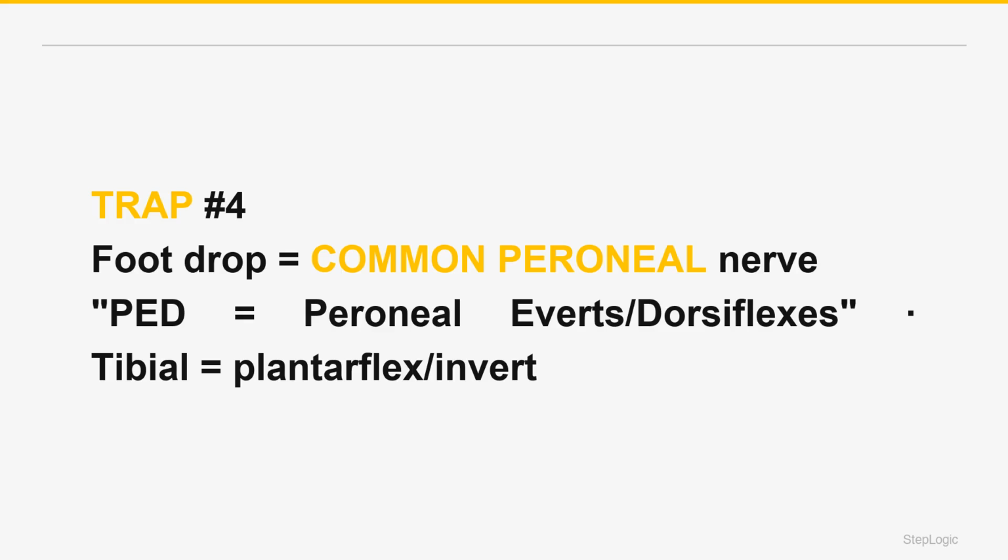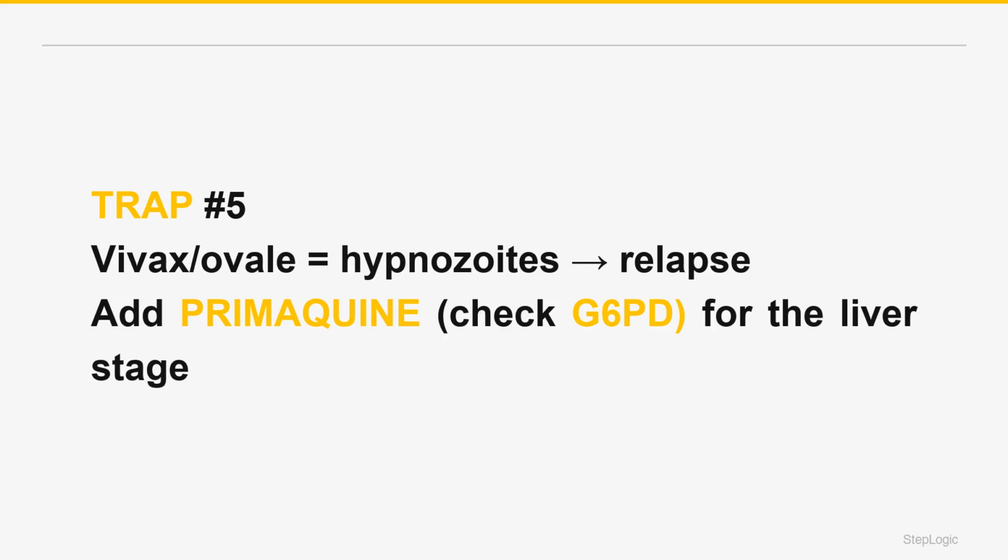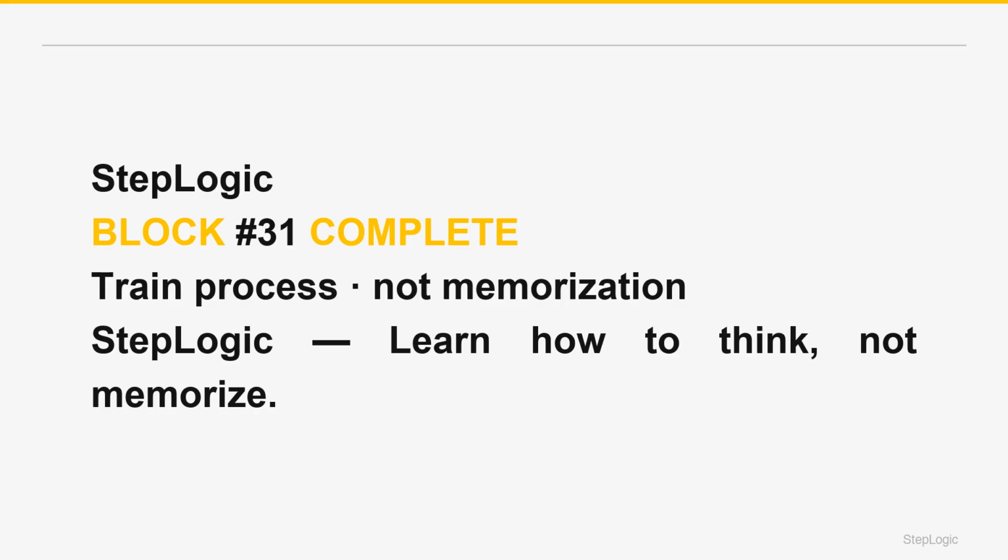Trap 4. The sciatic nerve splits into tibial and common peroneal. Foot drop, loss of dorsiflexion, and eversion is the common peroneal nerve at the fibular neck. PED: peroneal everts and dorsiflexes. Trap 5. Plasmodium vivax and ovale form dormant liver hypnozoites that cause relapse. Chloroquine clears the blood, but you must add primaquine to kill the liver stage, and check G6PD first to avoid hemolysis.